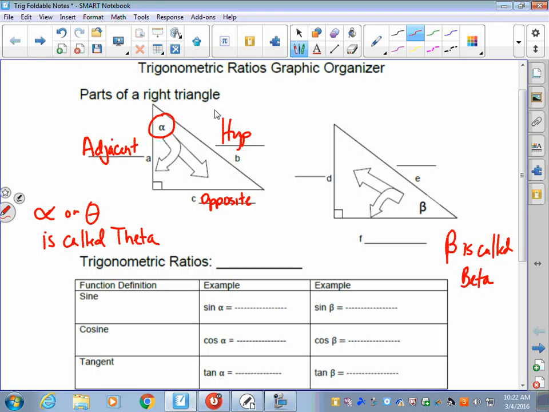So in order to even start trig, you have to know that. You have to be able to do that. Because if you do this incorrectly, you're going to use the wrong ratio. You're going to get wrong calculations, okay? So I'm going to see if you can label correctly.